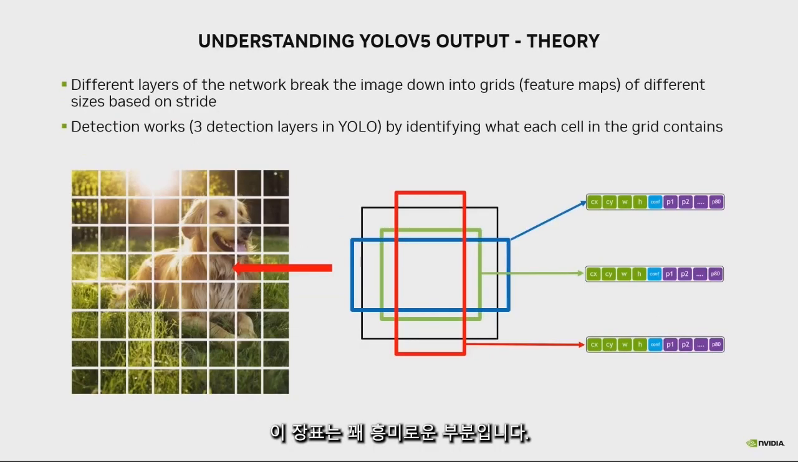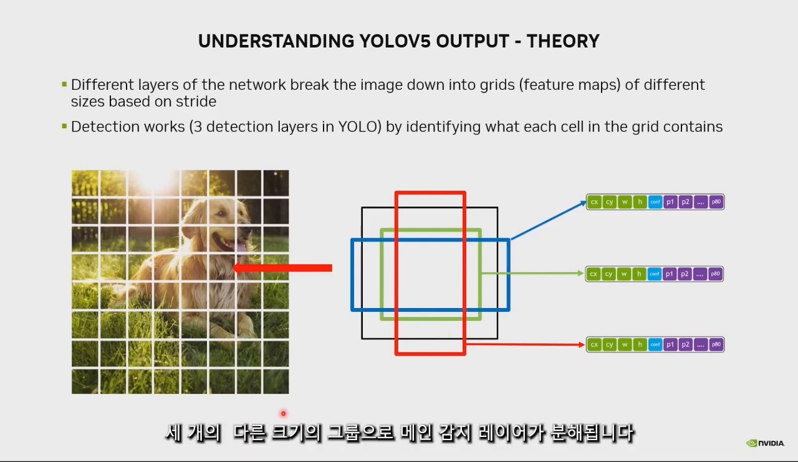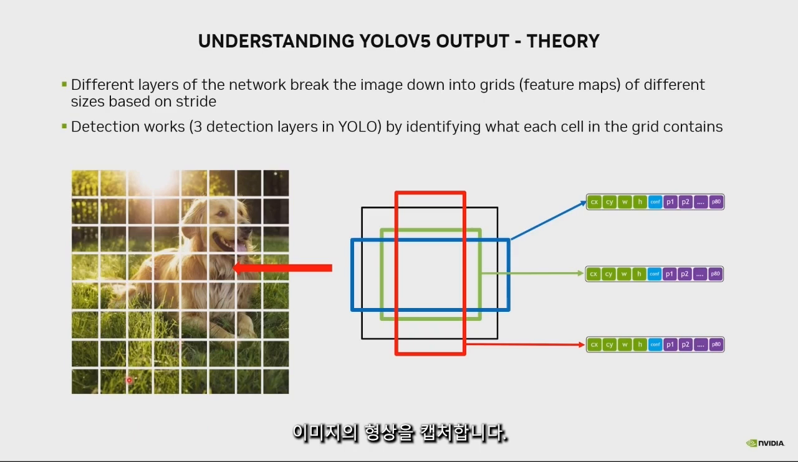Okay, this is a pretty interesting part. Now, to understand what a decoder has to do, you have to understand your model's output. We're going to spend some time understanding this for YOLO v5s. So in YOLO, as images pass through the network, three main detection layers break it down into grids of different sizes. These grids are actually feature maps, and they capture features in the image at different abstraction levels. Simply put, each feature map describes different characteristics of the image.